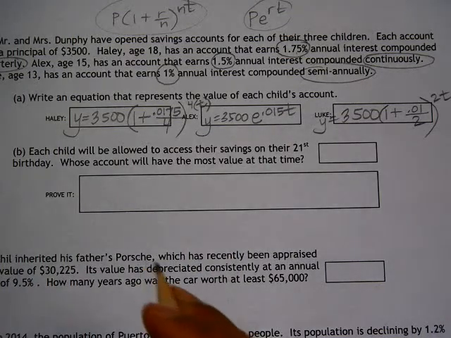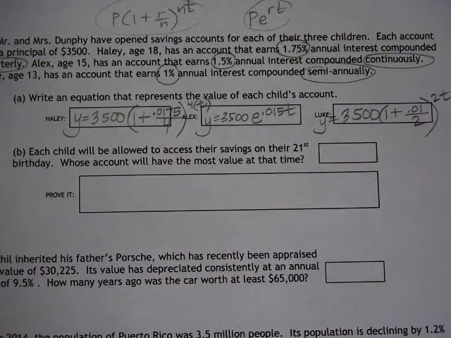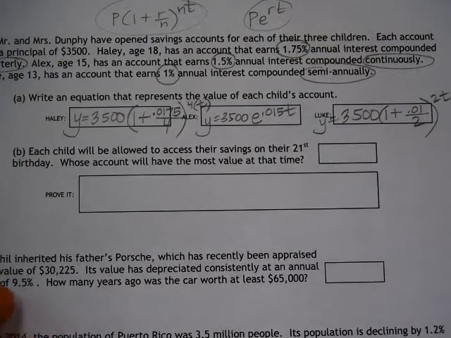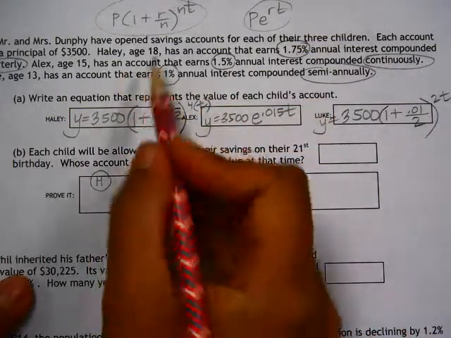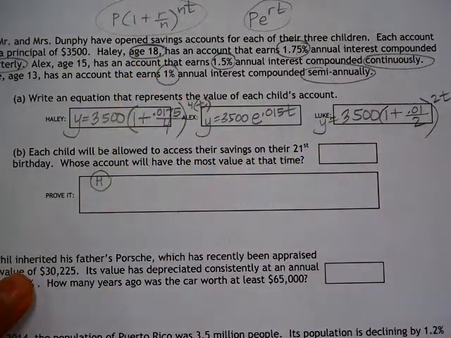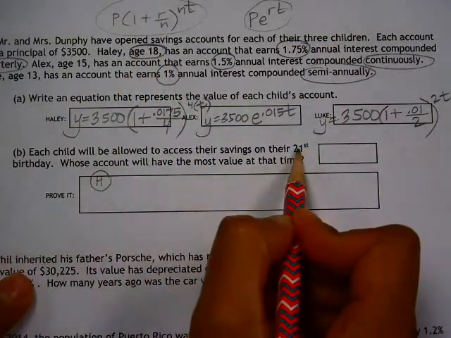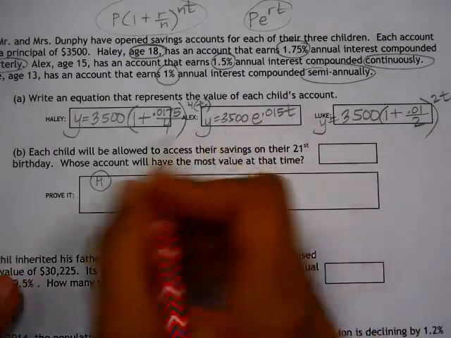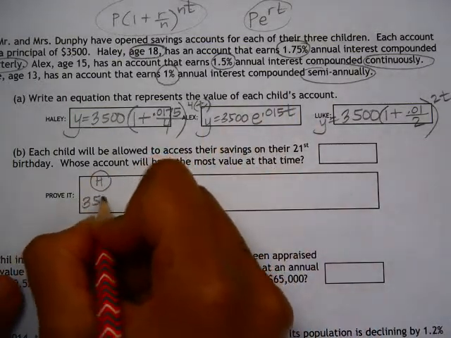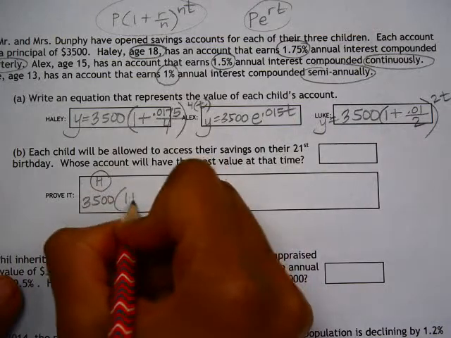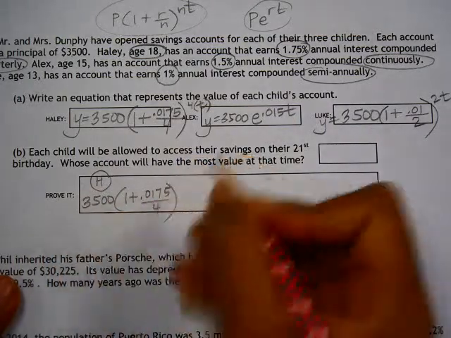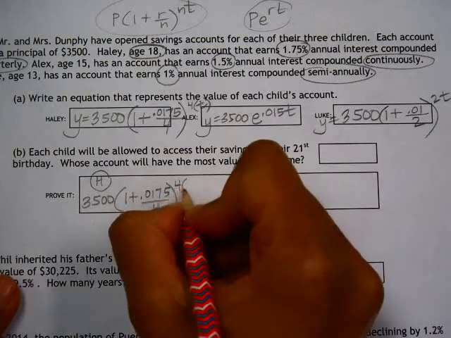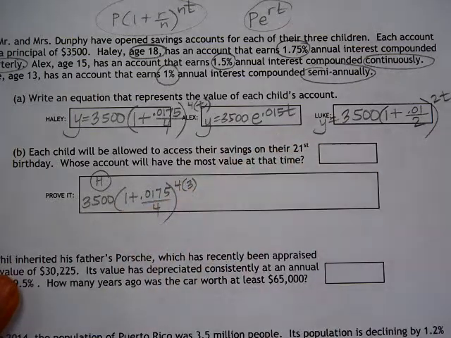Each child will be allowed to access their savings on their 21st birthday. Whose account will have the most value at that time? So Haley is currently age 18. So 21st birthday for her is 3 years later. So I would evaluate her account at a time of 3 years.